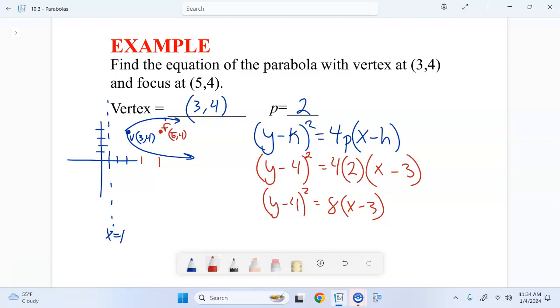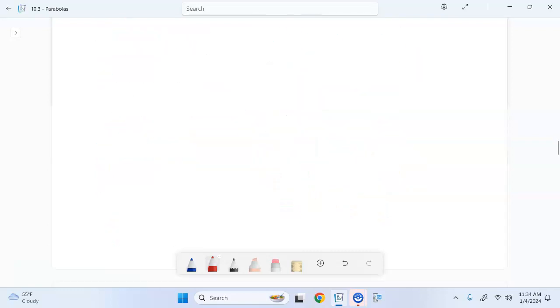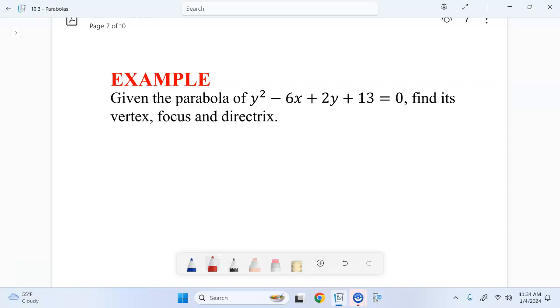So again, you'll be given 2 or 3 pieces of information. You need to use those to find either the vertex and focal length. Those are the only 2 things that you need in order to write your equation. Now, if they don't give you those, they're giving you the equation in general form.